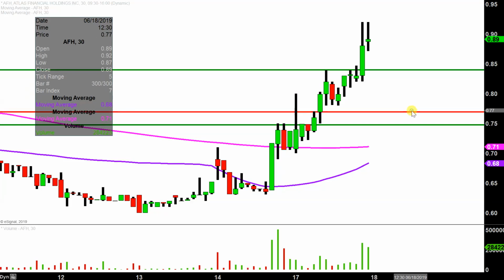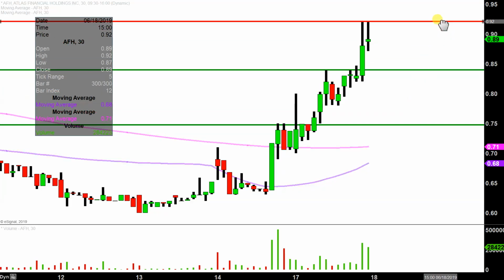What about levels of resistance? Nothing fancy or complicated here other than the fact that the party finally stopped today up there at 92. So this afternoon, you can see on two separate occasions, the price tried to push up through 92 cents, couldn't do it. So that'll be a key battleground going into Tuesday.